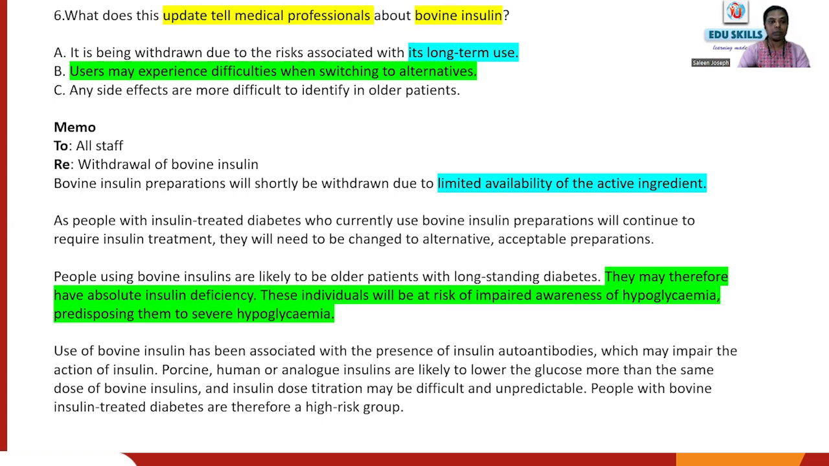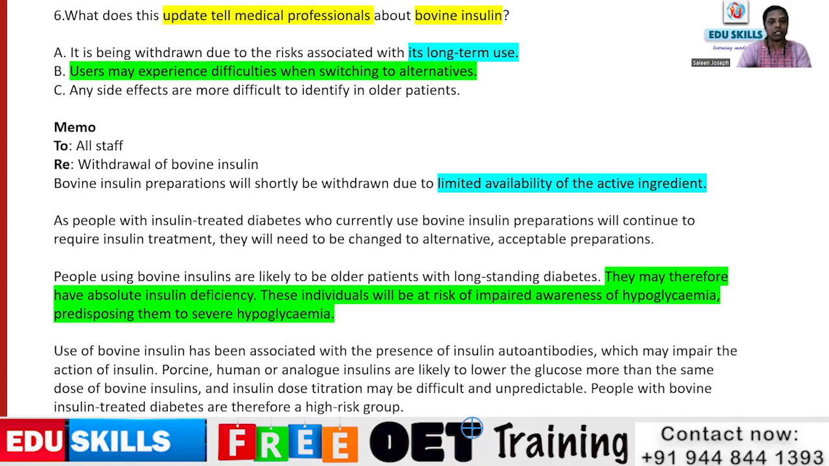Okay, so answer option, users may experience difficulties when switching to alternatives. Switching to alternatives, you can see in the previous line, change to alternative. What will the patient have? Patient will have insulin deficiency. Okay, so that is a difficulty, or experience difficulties. So option B is the correct answer. And also these individuals will be at a risk of impaired awareness of hypoglycemia, which predisposes them to severe hypoglycemia. So these are the problems or difficulties. There is insulin deficiency and hypoglycemia. Okay, so option B can be marked as correct. Then option C, any side effects are more difficult to identify in older patients.